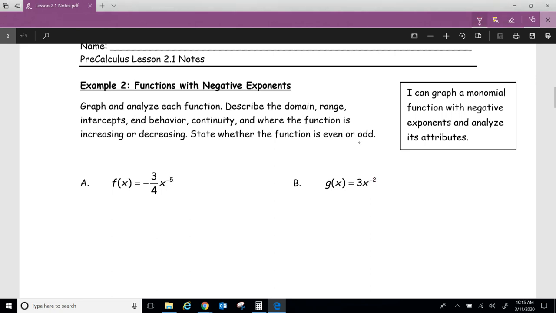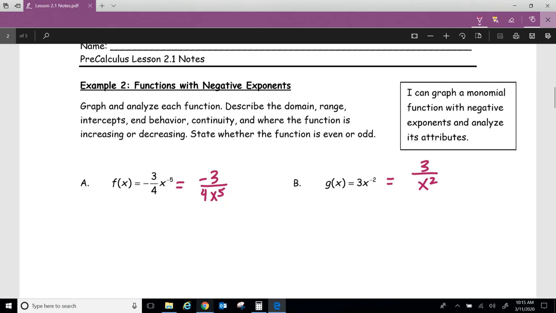We can think about them as rational functions. In other words, this is the same thing as negative 3 divided by 4x to the fifth. So we can kind of think of it as a rational function, but especially for example b here, where it's 3 over x squared, we're not used to having that squared or x to the fifth in the denominator. So I think we should start off by exploring these in Desmos.